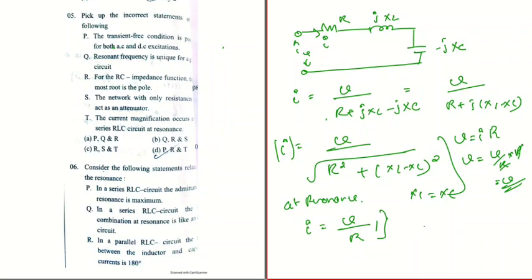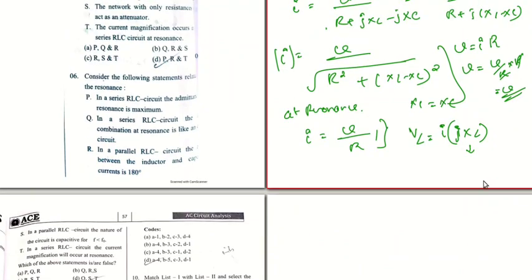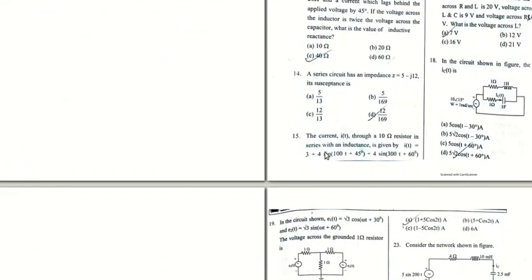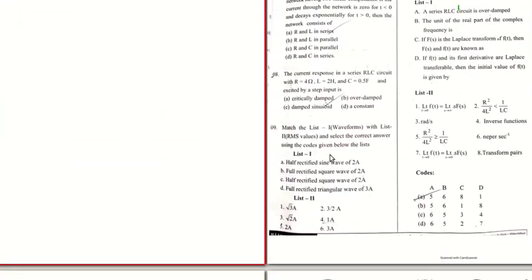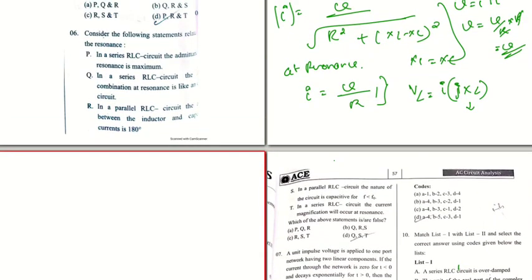Next, come on to our inductor. The voltage across the inductor, VL, is equal to I into jXL. This is like I into R, but instead of R here it is jXL. So VL is equal to I into jXL.